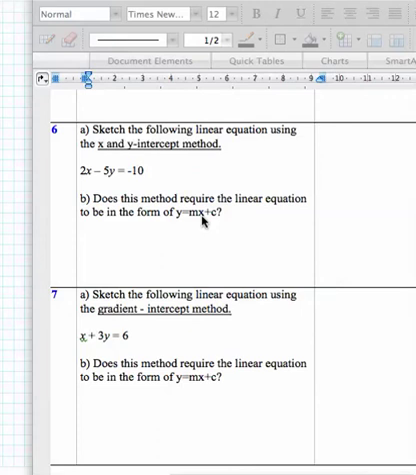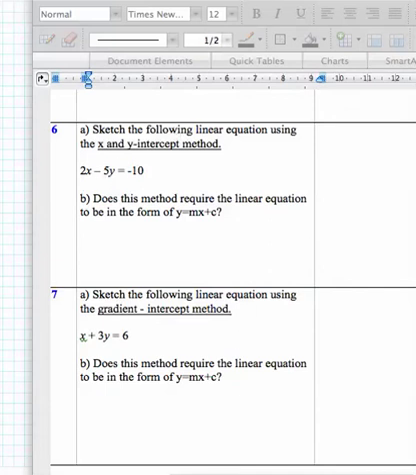And the answer is no, because using the x and y intercept method, all I have to do is make x equals 0 to find the y-intercept, and make y equals 0 to find the x-intercept. And I can do that without it being in this form. If it was in this form, I could see my y-intercept straight away. If x was 0, I could see it straight away. But here, I'll just have to have some more working out.